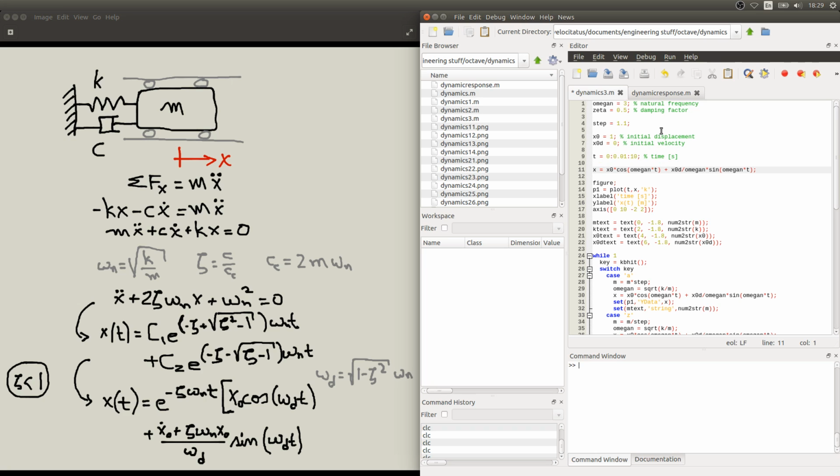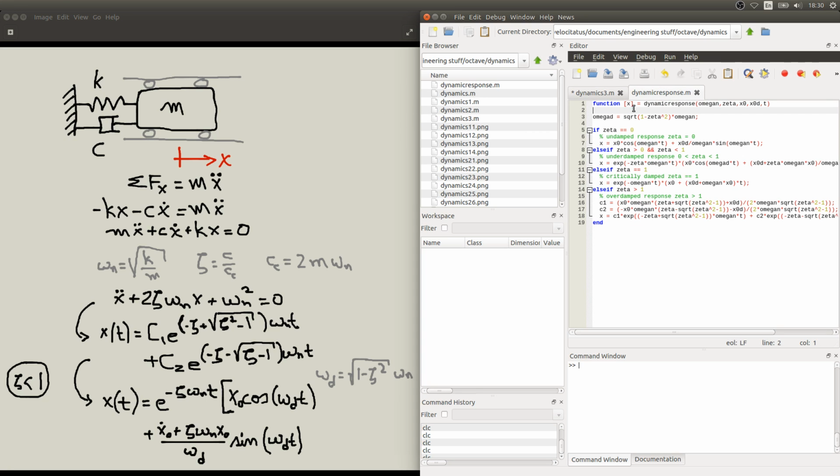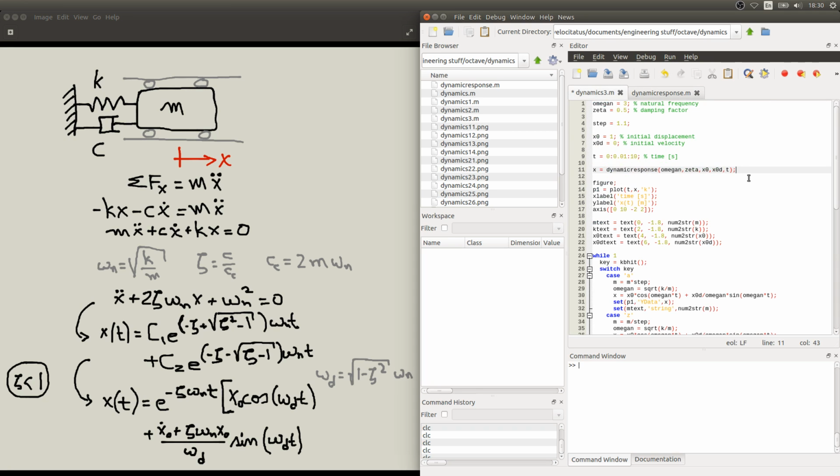What we'll have now is that we're not going to use the expressions in this file anymore. We're going to use that function that we just created. So to use that, we'll just call the name of our function and pass the parameters for it. Just be careful, it has to be exactly in the same order that we have in the header of the file, which I will just check right now. So we have omega n, zeta, x0, x0 dot, and time. So they have to be in this exact order. Okay?